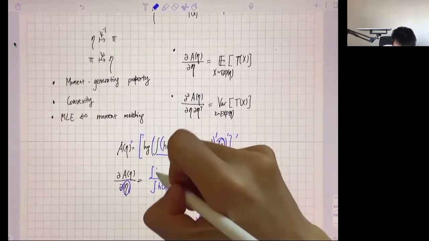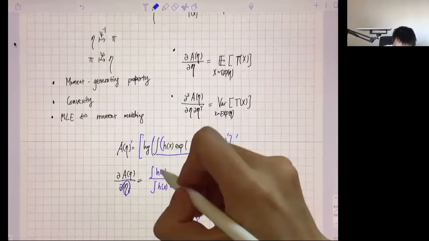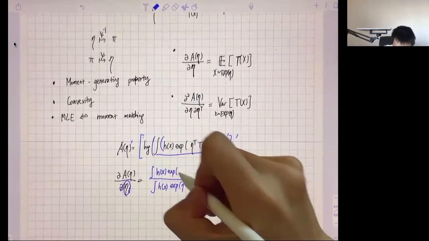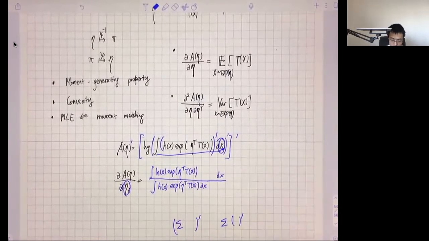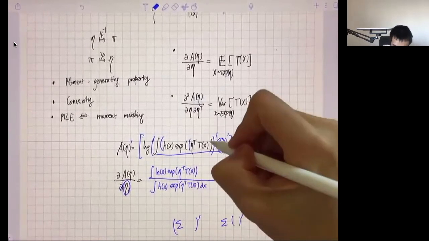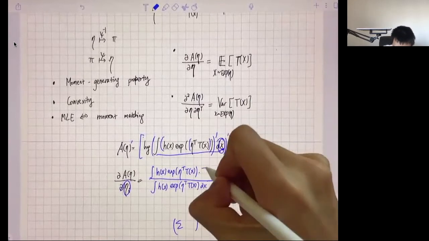So you have h(x) intact because it's a multiplicative factor. Then exponential of something, the derivative of exponential of something is itself. Okay. Then I'm going to apply the chain rule, and I'm going to take the partial derivative with respect to ηi of the exponent, which gives you Ti(x).